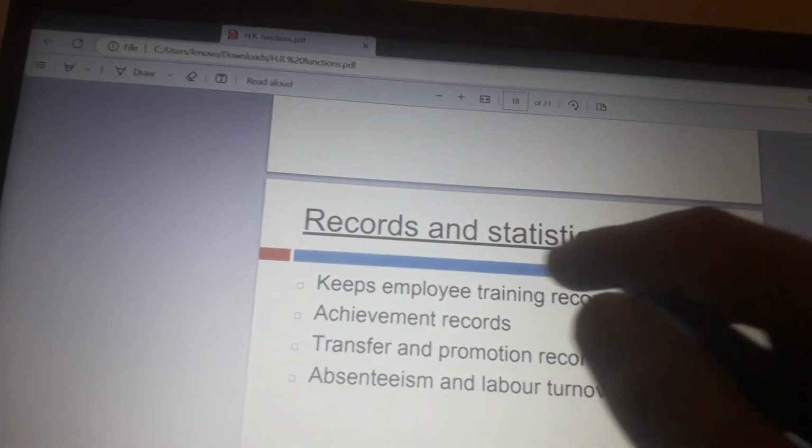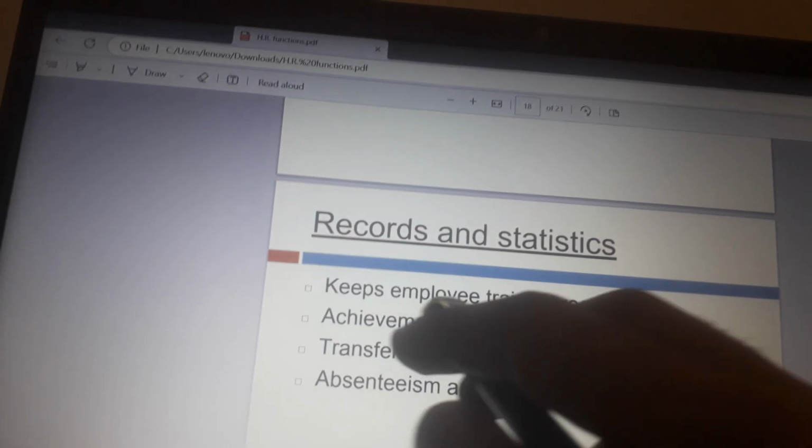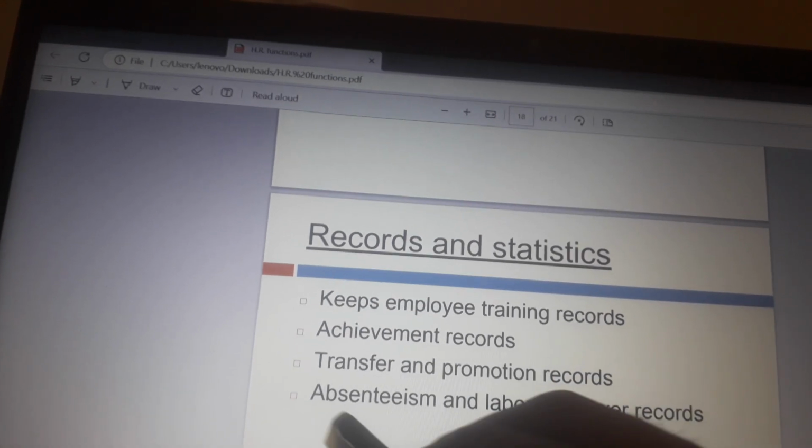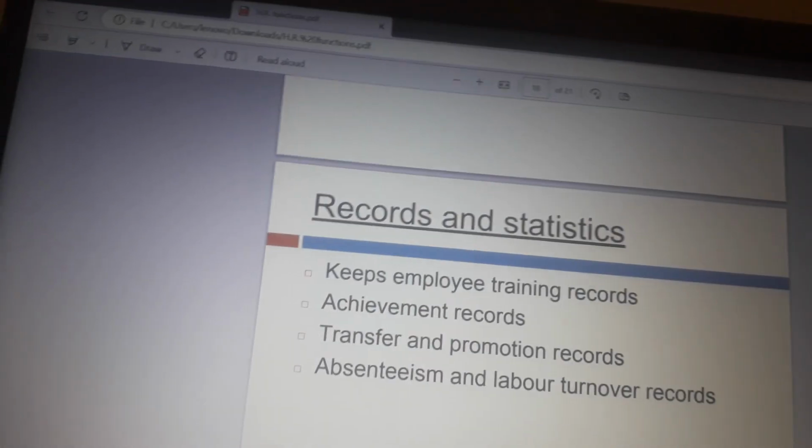Records and statistics. Keep employee training records, achievement records, transfer and promotion records, absenteeism and labor turnover records.